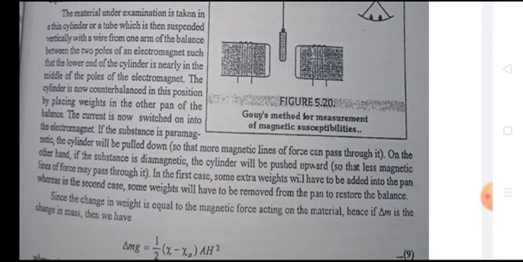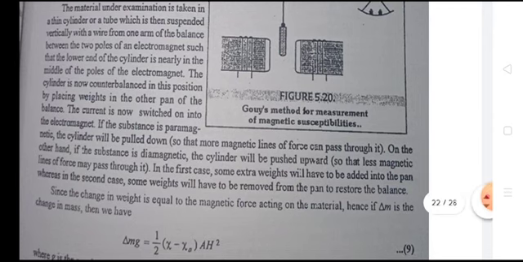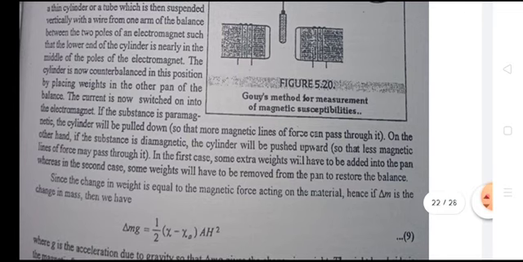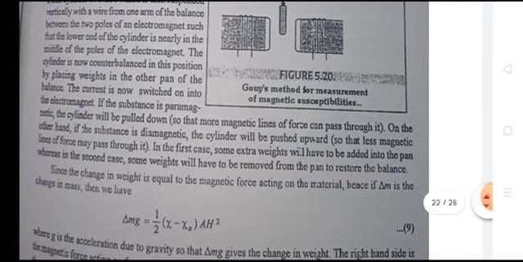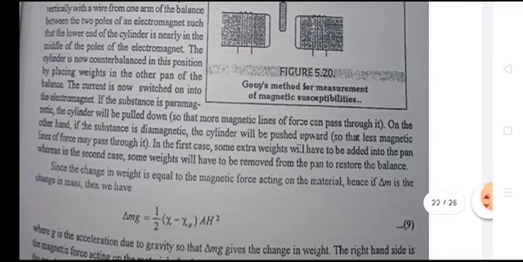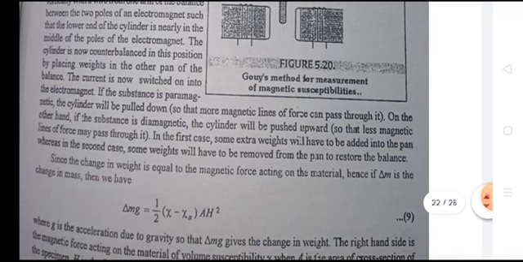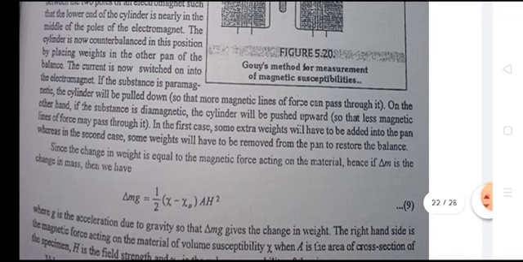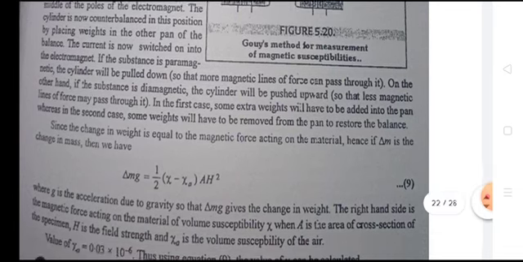The material under examination is taken in a thin cylinder or a tube, which is suspended vertically with a wire from one arm of the balance between the two poles of an electromagnet, such that the lower end of the cylinder is nearly in the middle of the poles of the electromagnet. The cylinder is now counterbalanced in this position by placing weights in the other pan of the balance.